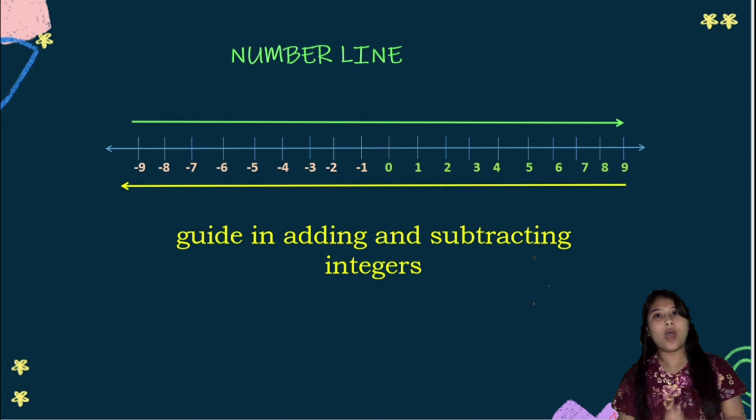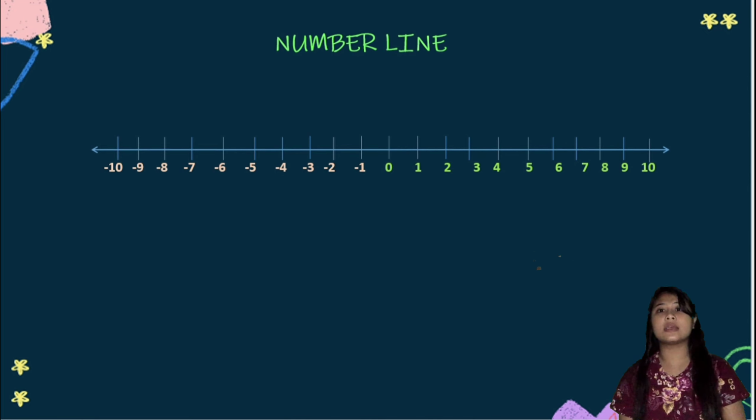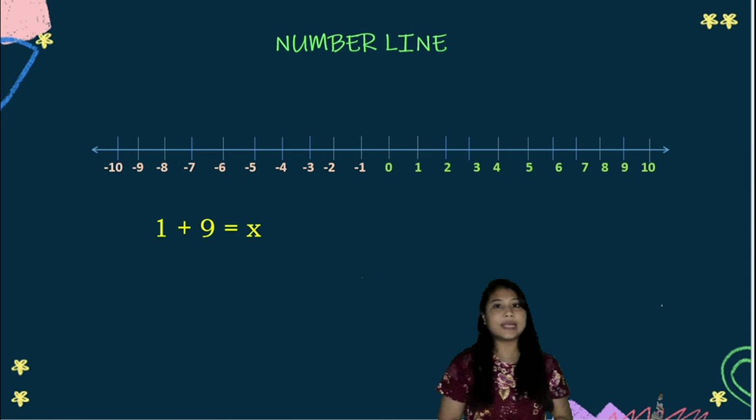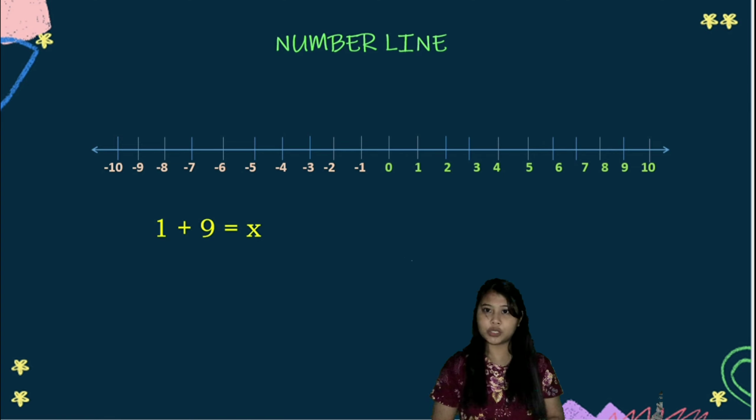What is 1 plus 9 equals x? Mathematically, we can say that 1 + 9 = x. In order to get the value of x, we need to solve it. We all know that this question is very simple, but please bear with me. In order to solve this question, we will use a number line. So let's start solving this question.